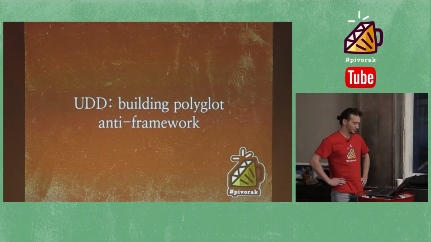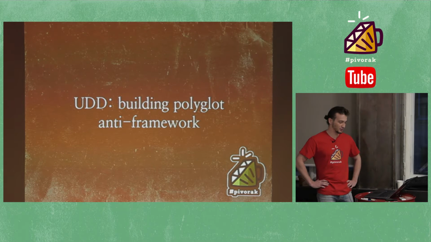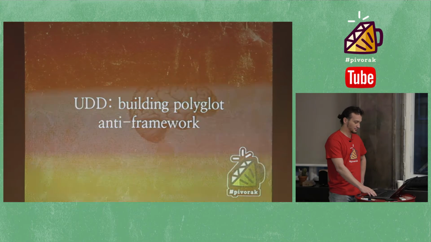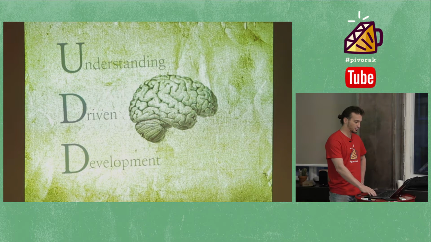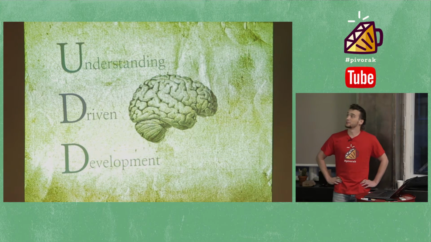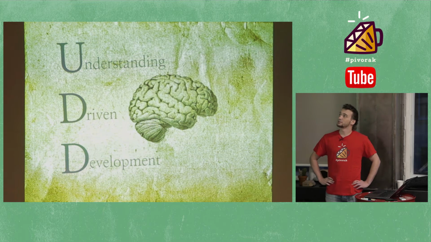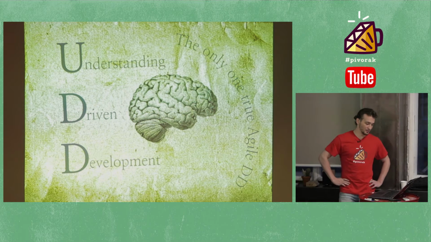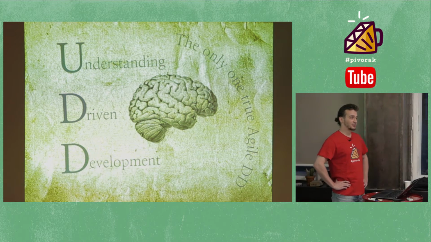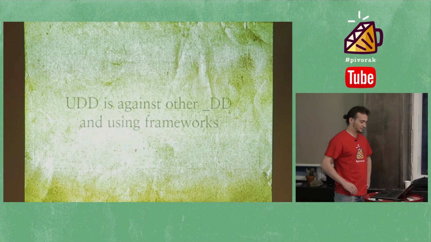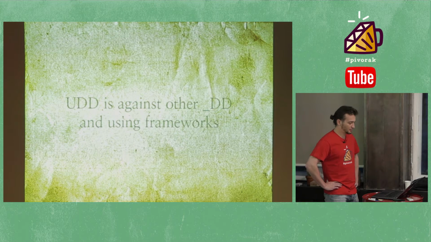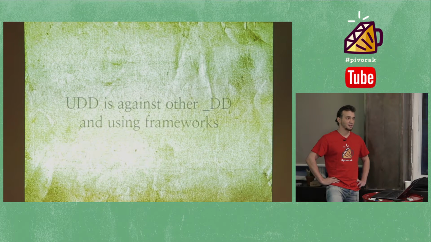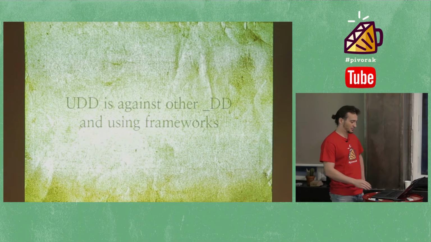So I will talk about building a polyglot anti-framework. Let's start with what UDD is. I call it understanding-driven development, and I think that's the only way to be agile. Basically, UDD is against other driven developments and using frameworks. So you just need to use your brain.